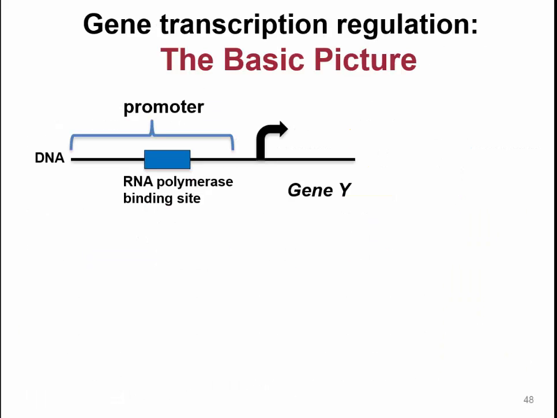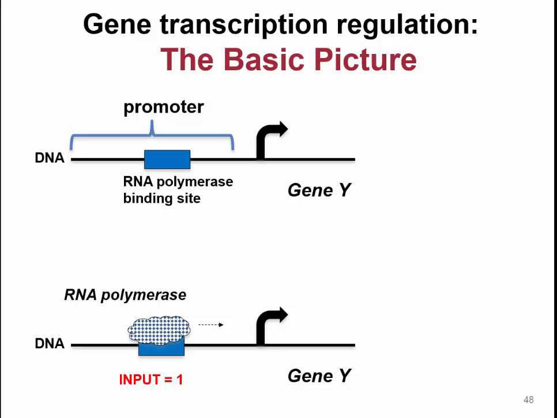To get a clearer picture of how to summarize gene expression using circuitry, first recall the basics of gene transcription shown here. Once again, let's take the simplest case, where the presence of the RNA polymerase alone is enough for gene expression, and thus it serves as the input signal.